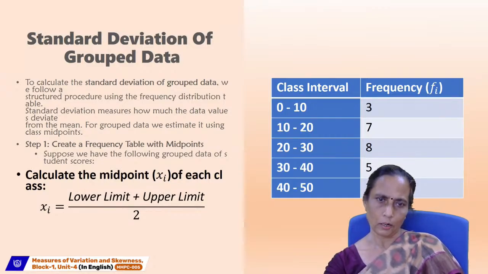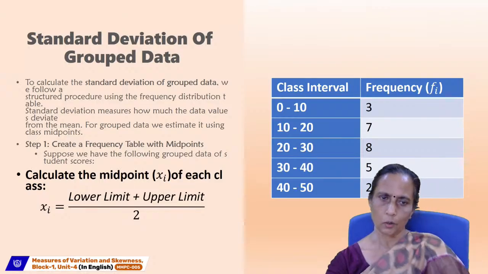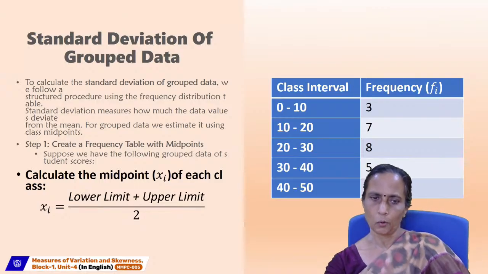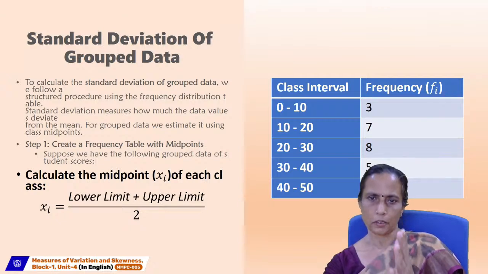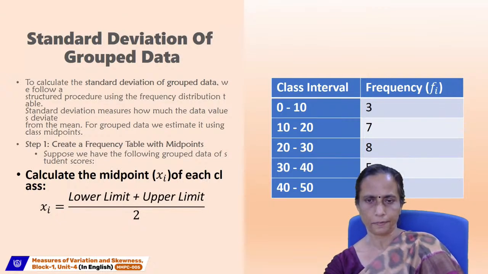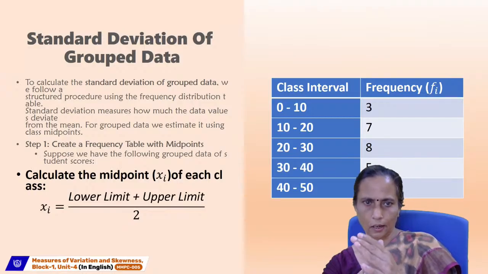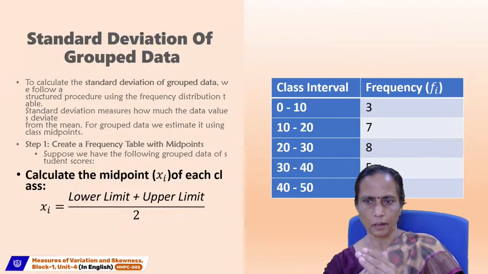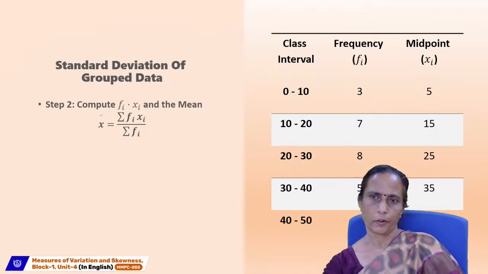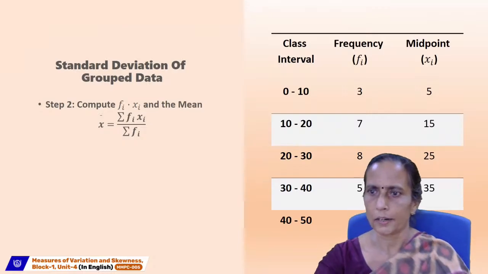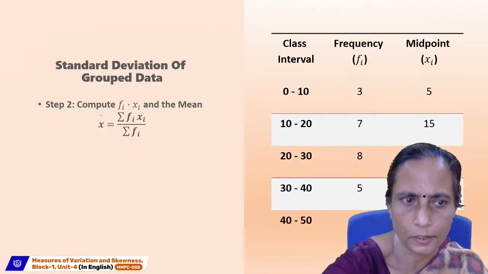And how can we calculate the midpoints? That we know pretty well. That is lower limit plus upper limit of the class divided by 2. Over here it is 10 plus 0 by 2, that is 5. The next one is 20 plus 10 divided by 2, that is 15. So 5, 15, 25, 35, 45. The frequencies given are 3, 7, 8, 5, 2. Okay. So midpoints are 5, 15, 25, 35, 45.